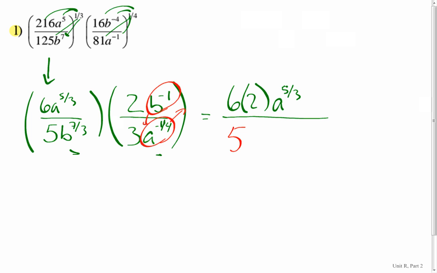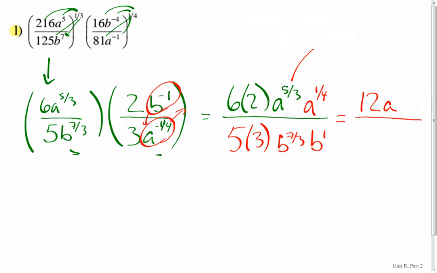So then I've got 5. The 3 is staying. Oh, wait, I'm sorry, I forgot about a to the 1/4. And then you've got b to the 7/3, and then the b to the 1st are coming down here. And then lastly over here, then you're going to multiply this out. So now you're going to get 12.